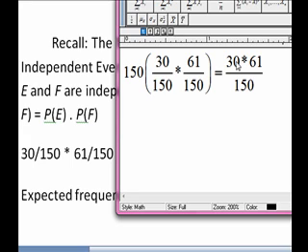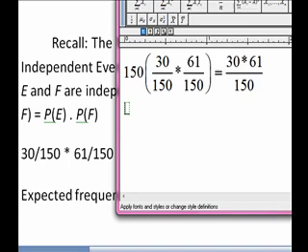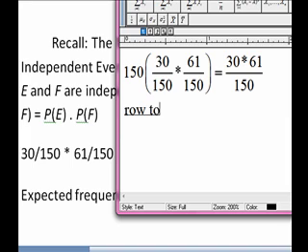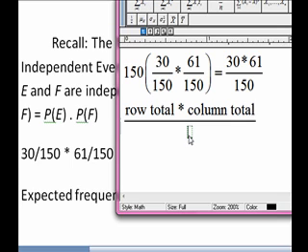So another way to do this is to just take the column total times the row total over the grand total. So let's write that out. So it's going to be the row total, I said column total earlier, but it doesn't matter, times the column total, because multiplication is commutative, so whether you do the column total first or the row total first, it's okay. And then you're going to divide that product by the grand total.